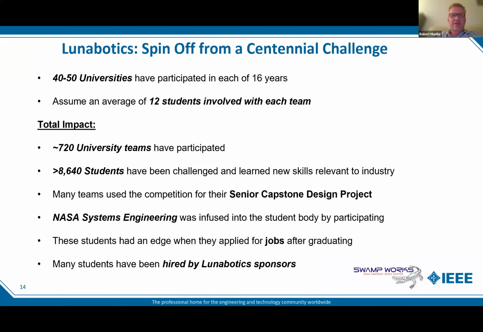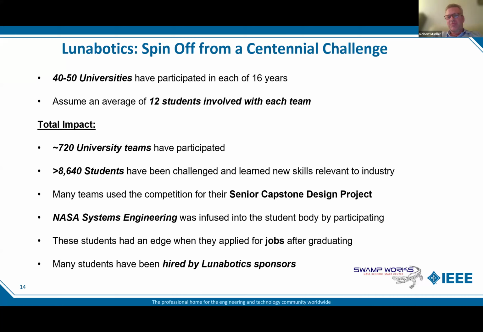Overall, the Lunabotics, back to the hypothesis: do these competitions, do these challenges, do they work? Well, I would say that based on the evidence from the Lunabotics, we've had 40 to 50 universities participate in each of the past 16 years. Now, if we assume an average of 12 students per team, 720 teams have participated, that's over 8,640 students who have been challenged and learned new skills which are relevant to today's industry.